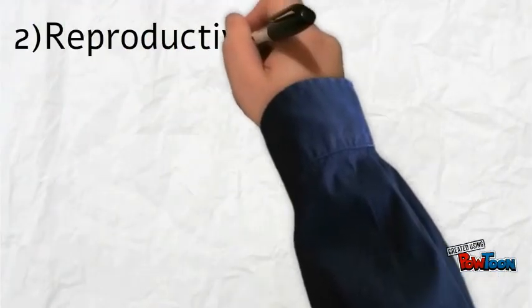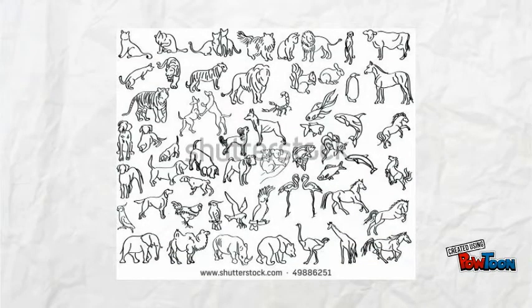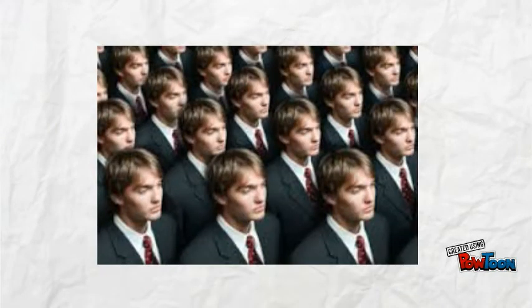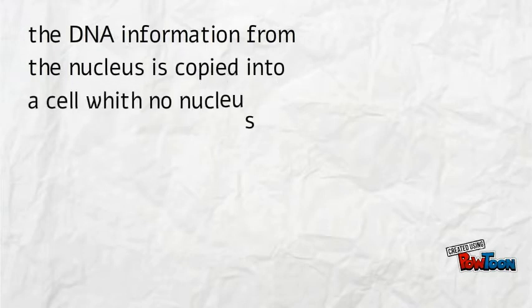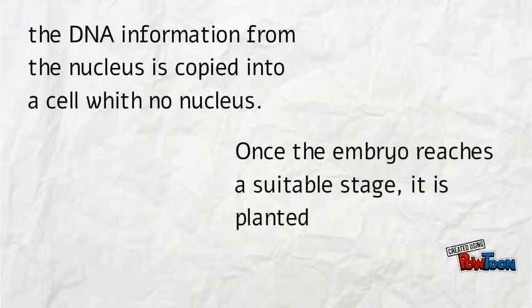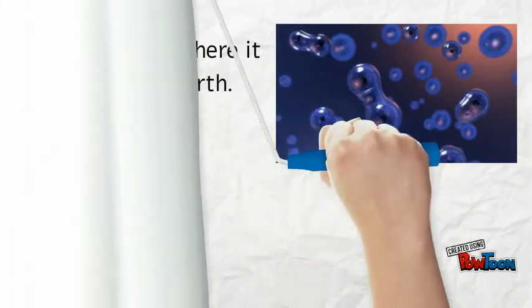The second type is reproductive cloning. It is a technology used to generate an animal that has the same nuclear DNA as another animal currently or previously existing. Human cloning also falls into this category. Dolly was created by reproductive cloning technology in a process called SCNT. The DNA information from the nucleus of a donor adult cell is copied into a cell whose nucleus has been removed. Chemicals or electric current are used to stimulate cell division. Once the cell starts dividing and the embryo reaches a suitable stage, it is planted into the uterus of a female host where it develops until birth.